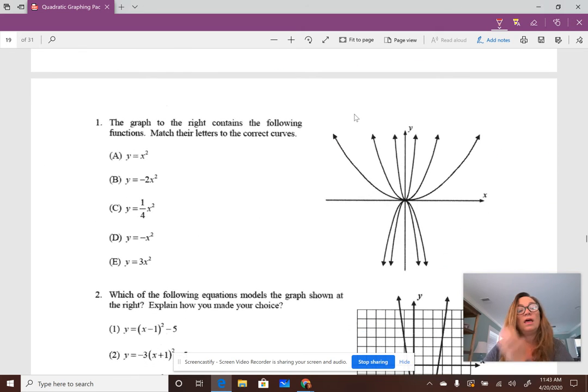Okay. The graph to the right, oh, hold on. I think you're supposed to do page 19 by yourself. Oh, no, I'm doing it with you.